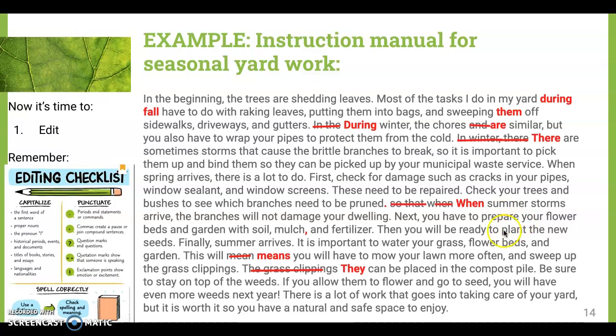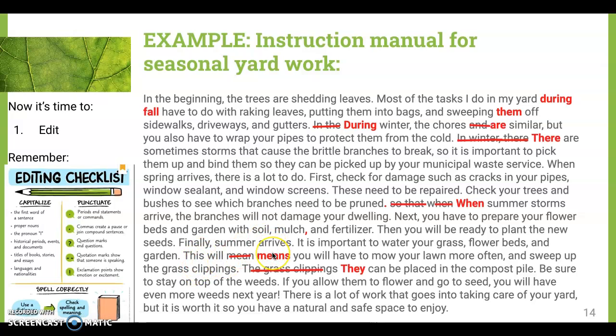Next, you have to prepare your flower beds and garden with soil, mulch, I forgot my comma in my list of items, and fertilizer. Then you will be ready to plant the new seeds. Finally, summer arrives. It is important to water your grass, flower beds, and garden.